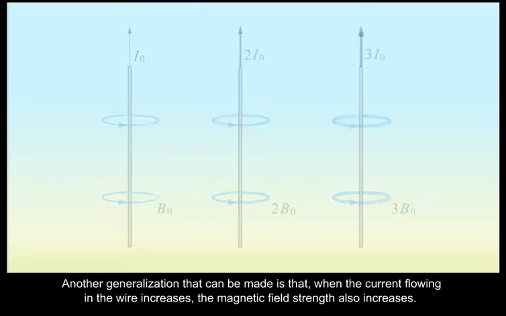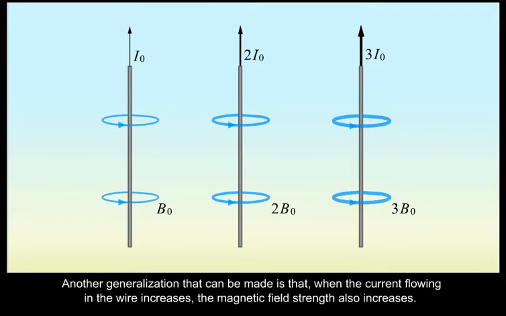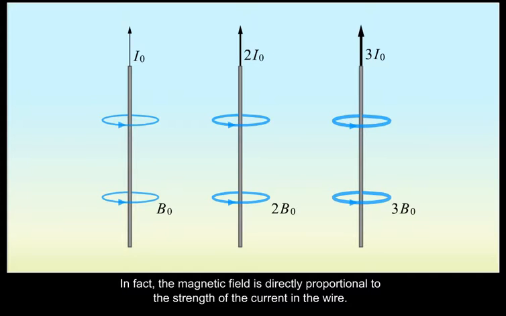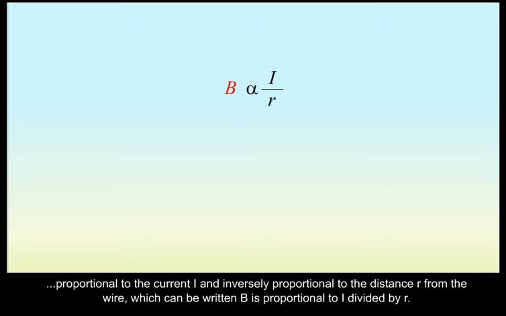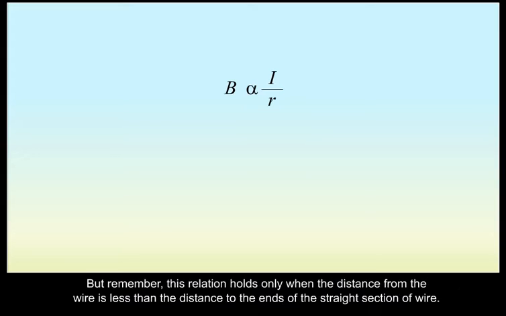Another generalization that can be made is that, when the current flowing in the wire increases, the magnetic field strength also increases. In fact, the magnetic field is directly proportional to the strength of the current in the wire. From these generalizations, we can conclude that the magnetic field B is directly proportional to the current I and inversely proportional to the distance r from the wire, which can be written B is proportional to I divided by r. But remember, this relation holds only when the distance from the wire is less than the distance to the ends of the wire.